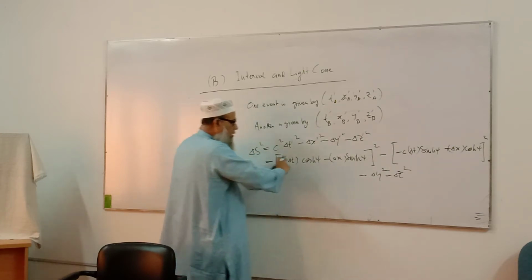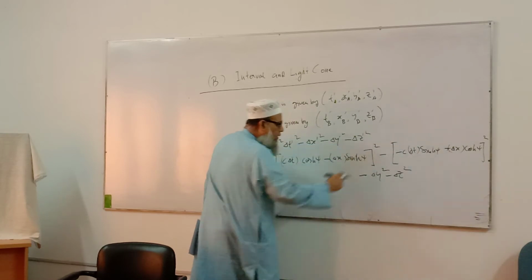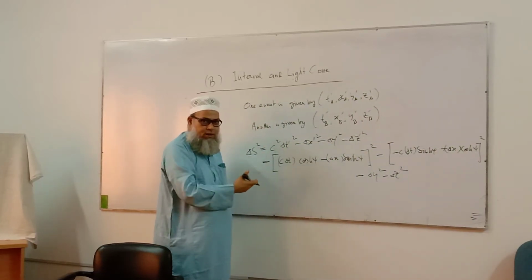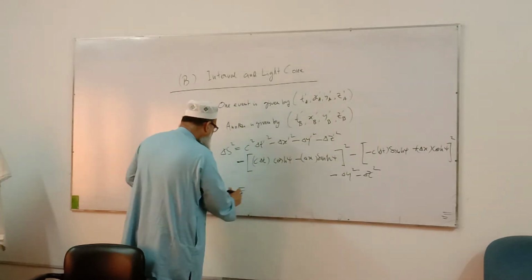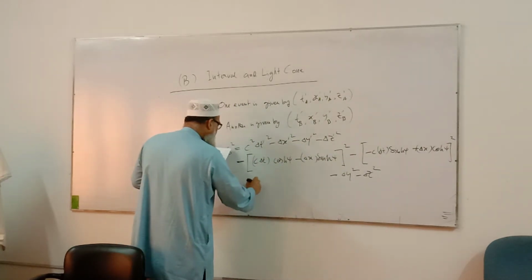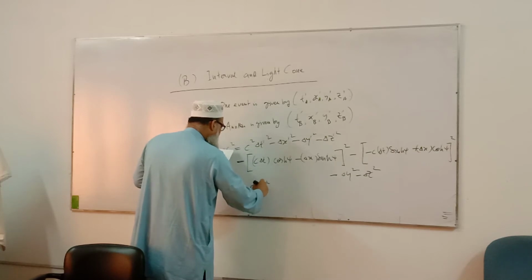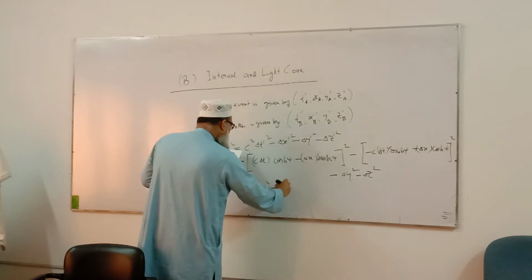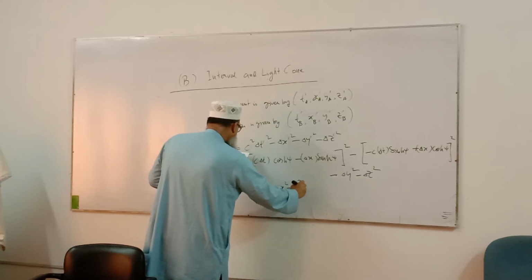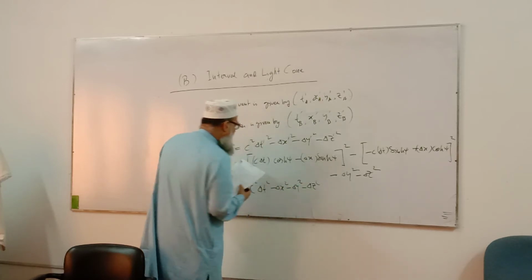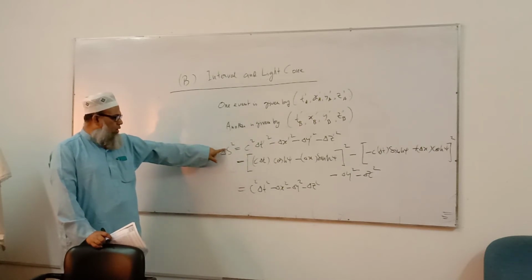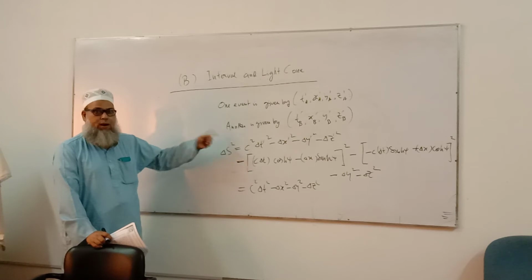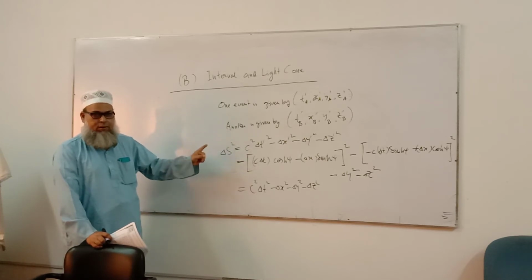Work it out. Just complete the square. Some terms will cancel out, and you put in the Lorentz transformation again. You will find that this is nothing but c squared del t squared minus del x squared minus del y squared minus del z squared. What do you see? Del s squared, the quantity which is the interval squared. Del s squared is the interval squared.